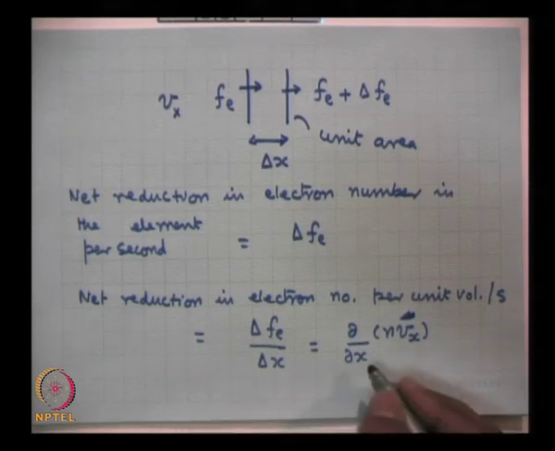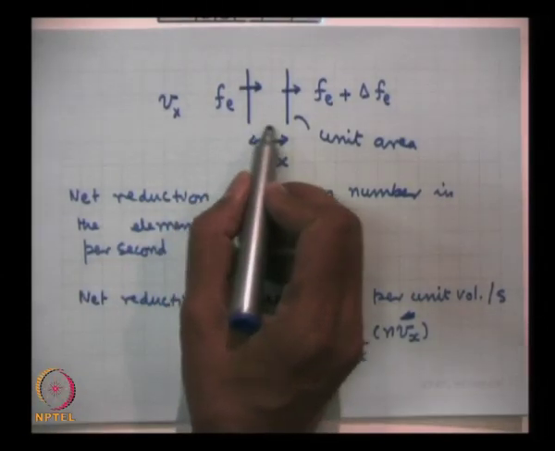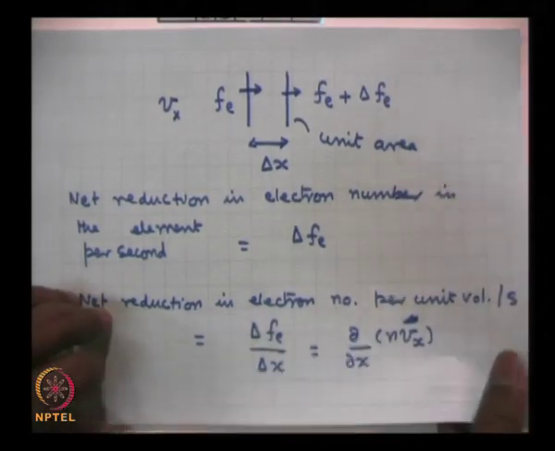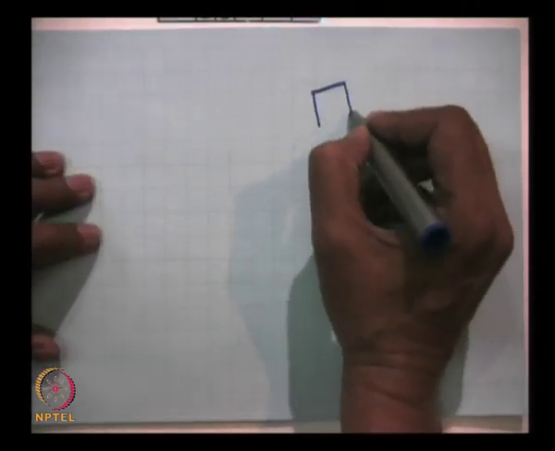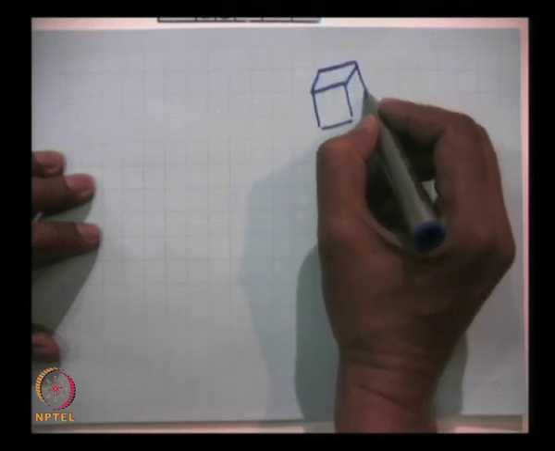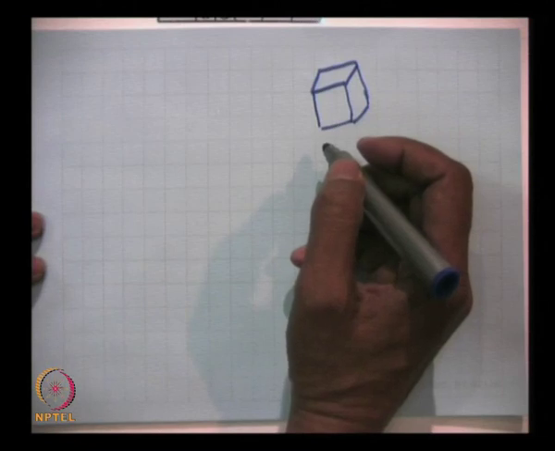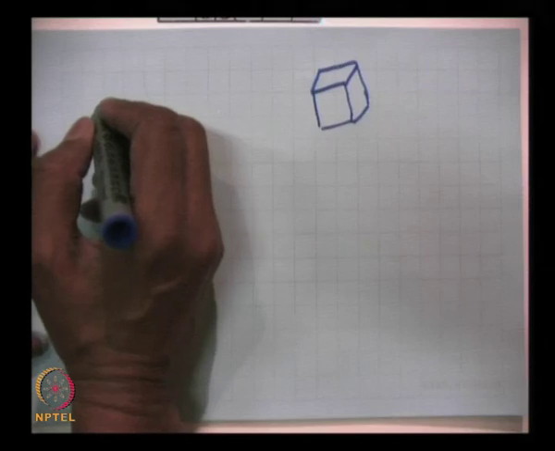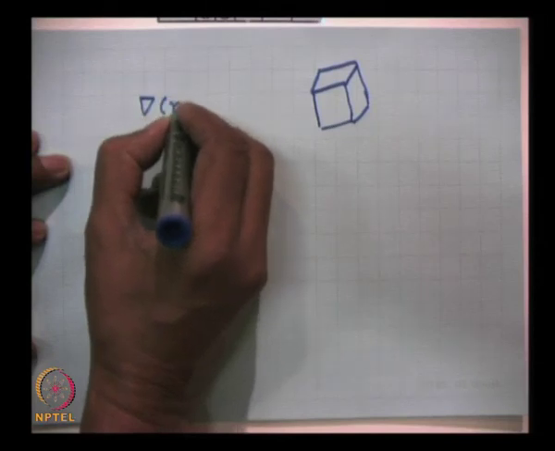You can generalize this to 3 dimensions rather than considering a volume element perpendicular to x axis. It is in a general direction, then particles are entering there. The volume elements could be a box like this. So, particles can enter and leave. So, in 3 dimensions when particles are moving, then the net number of particles reduced per unit volume is gradient of NV.